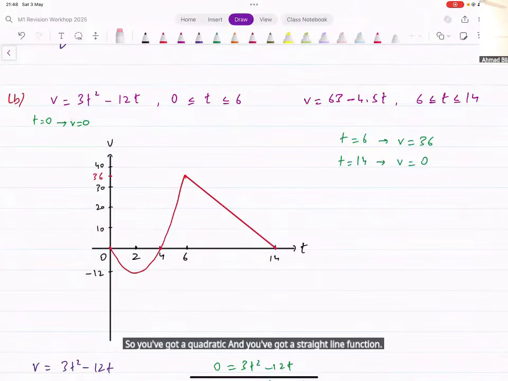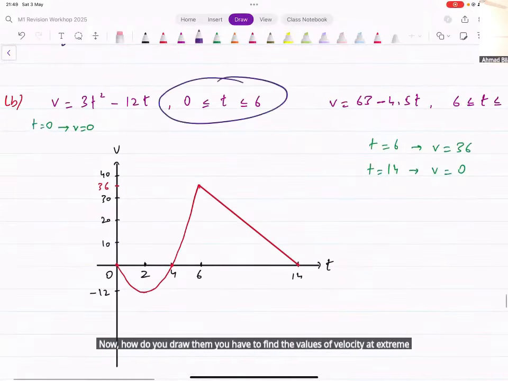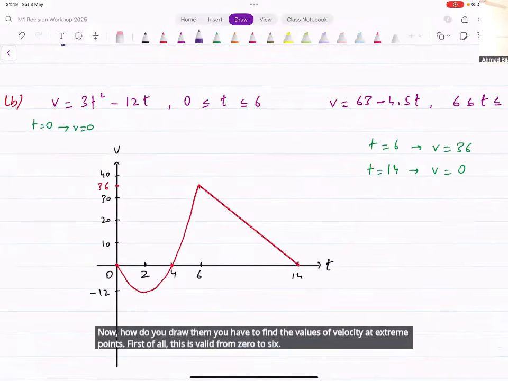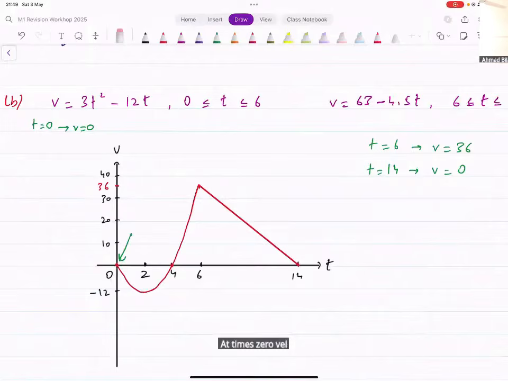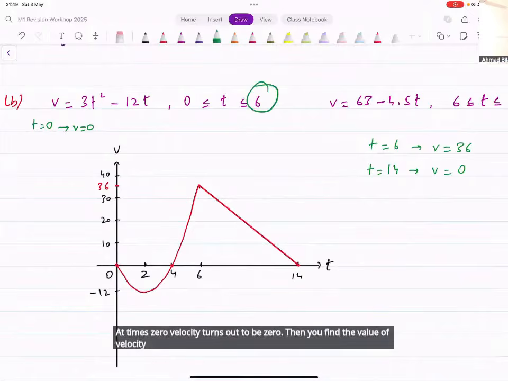Now, how do you draw them? You have to find the values of velocity at extreme points. First of all, this is valid from 0 to 6. How would you draw that? You would find the value for velocity at time equals 0. At time 0, velocity turns out to be 0. Then you find the value of velocity at time equals 6. That's the other extreme point. And that turns out to be 36.